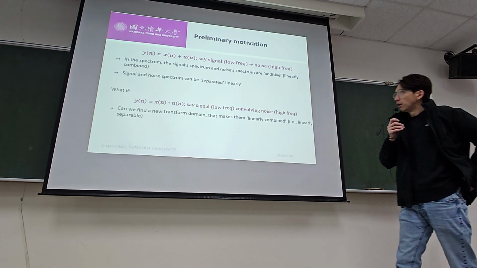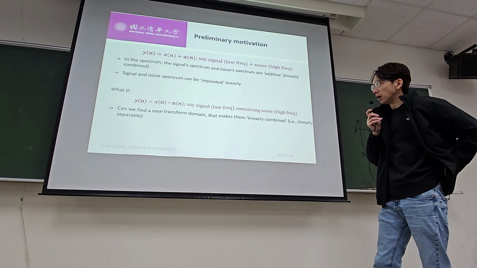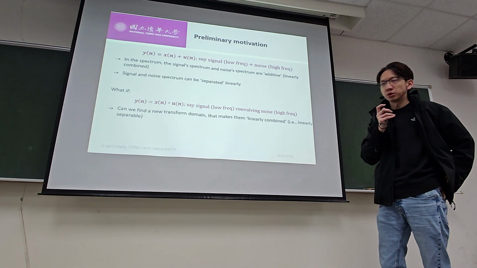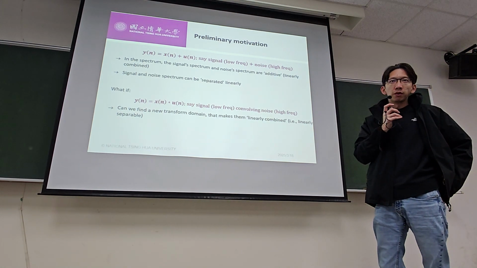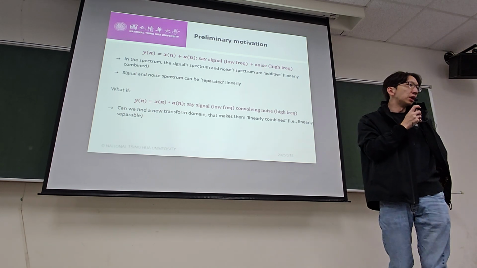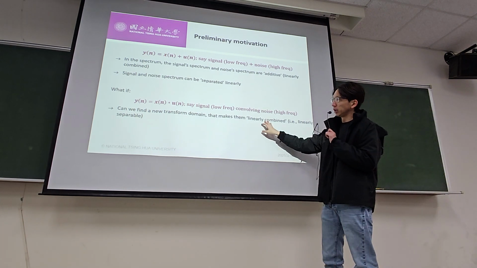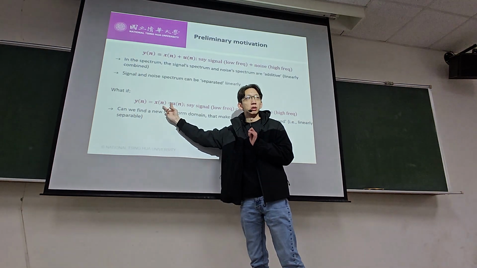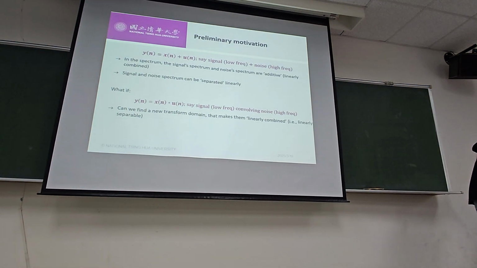So what if you have a signal x[n] convolving with u[n], say the signal is low frequency, but it's convolved with u[n], which is some excitation or some high frequency noise? Can we find a new domain that makes them linearly combined or linearly separable? The whole idea behind cepstrum analysis is trying to find a new domain, called the cepstrum domain, that's able to process this kind of signal as though they are additive. That's the basic idea.